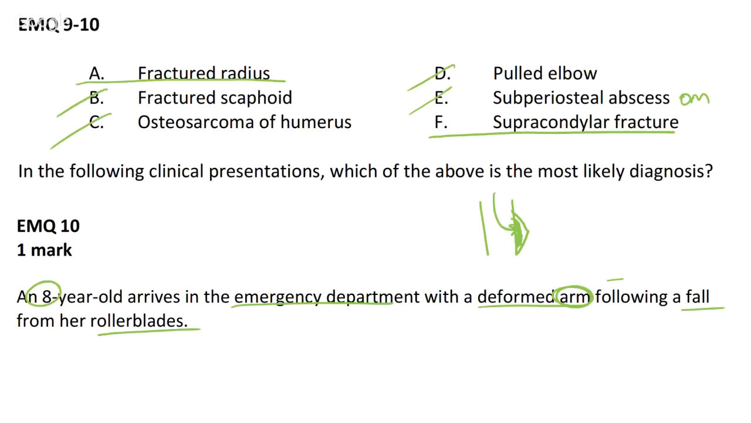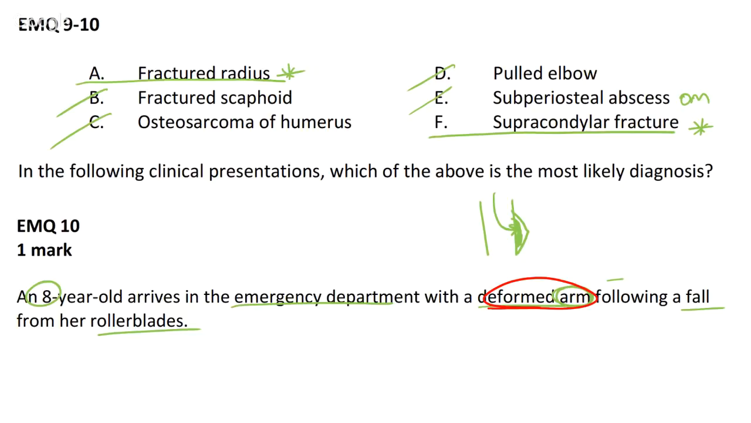Yeah. So I'm not 100% sure what a pulled elbow is referring to, but probably that. I'm not sure what you said there. Okay. So we've got two potential differentials: fracture radius or a supracondylar fracture. So how are we going to tell it apart? The first one is the fact that he said that he has a deformed arm, not a deformed elbow. If I have a supracondylar fracture, what kind of deformity will I expect?